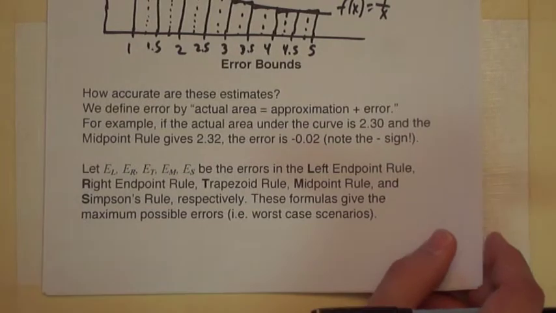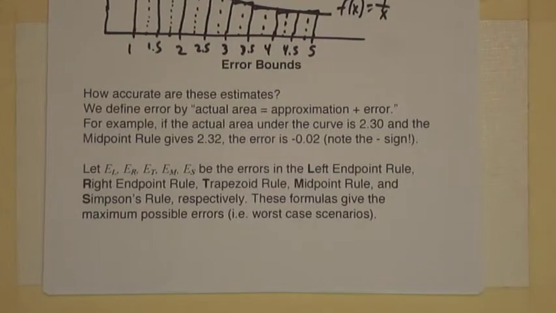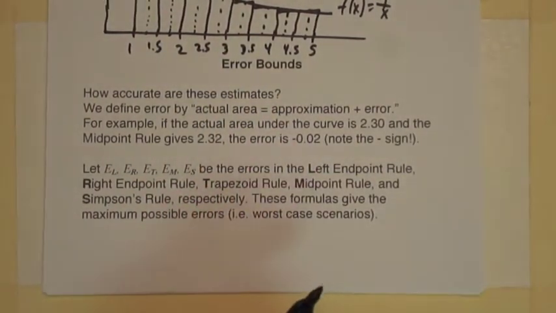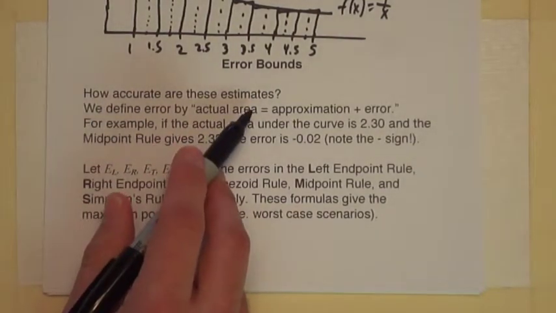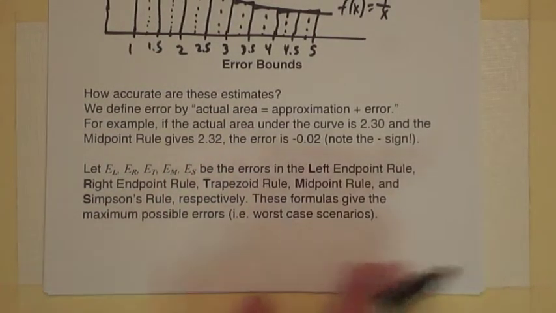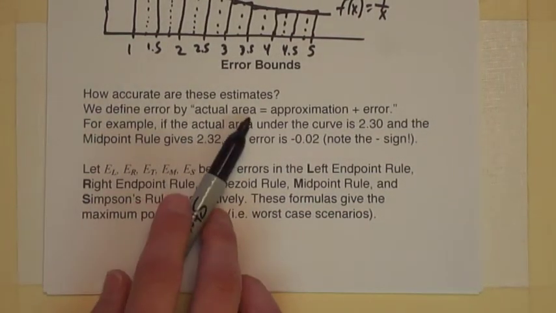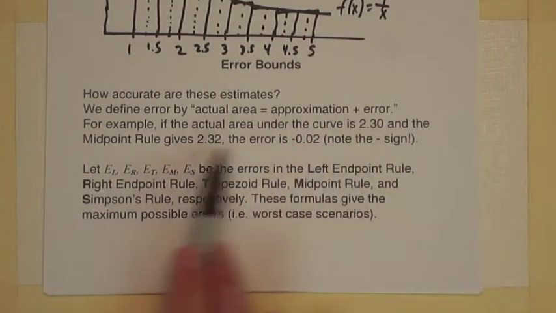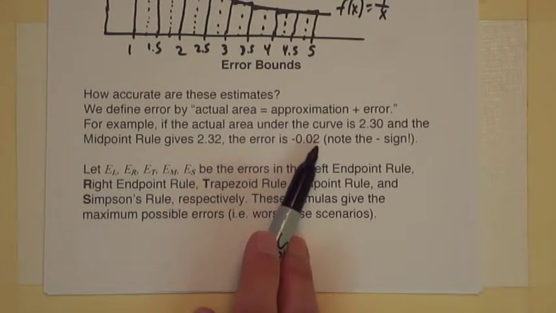So the next thing you can do with these numerical estimates of integrals, and a lot of the problems surrounding them involve error and how far off you are from the actual value. So if you want to know how accurate these estimates are, we have some formulas that will tell you how accurate your estimates are in the worst case. Note that we define error by actual area equals approximation plus error. So if the actual area is 2.30, but the estimate gives 2.32, the error is negative 0.02.